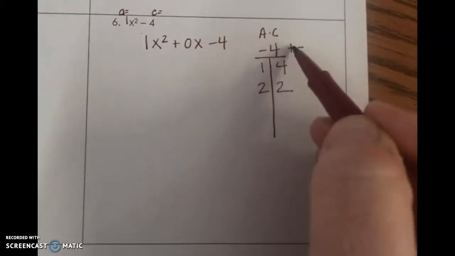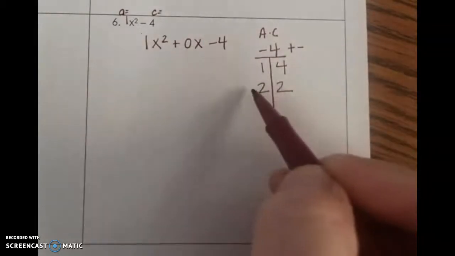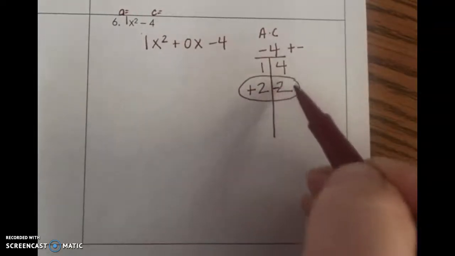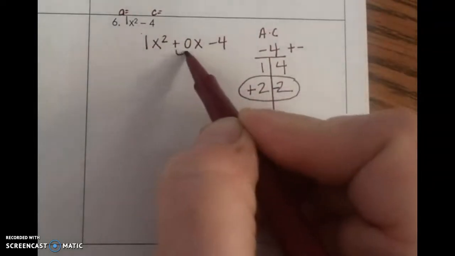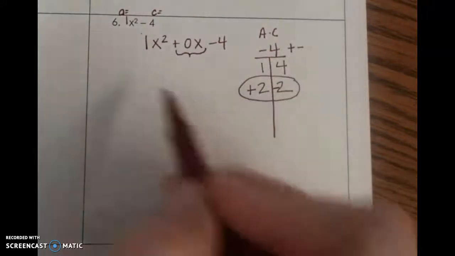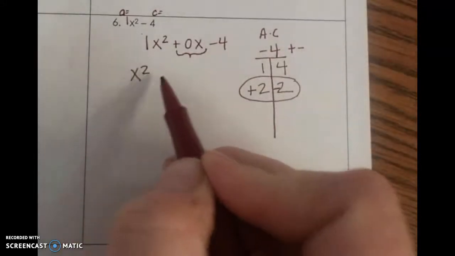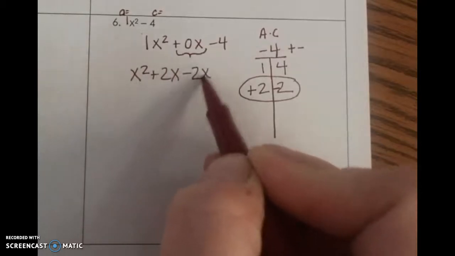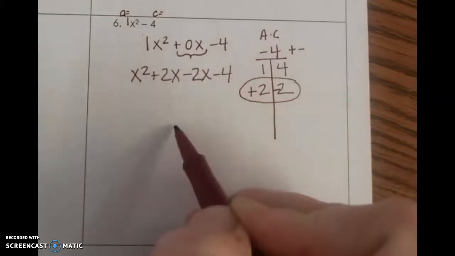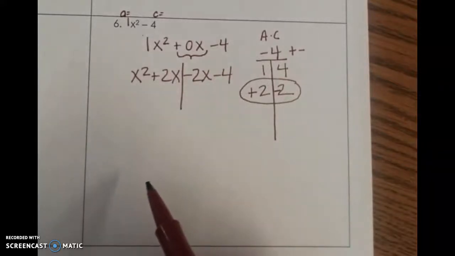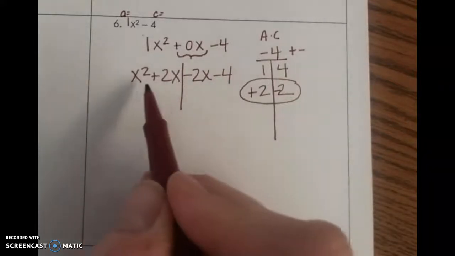Knowing I have to have opposite signs and add to 0, I'm going to put this with my 2 and 2, because 2 minus 2 will be 0. So I'm going to substitute them in right here for 0x. So we have x squared plus 2x minus 2x minus 4. Then we can split it, and we're going to do our grouping looking at the left and right sides.